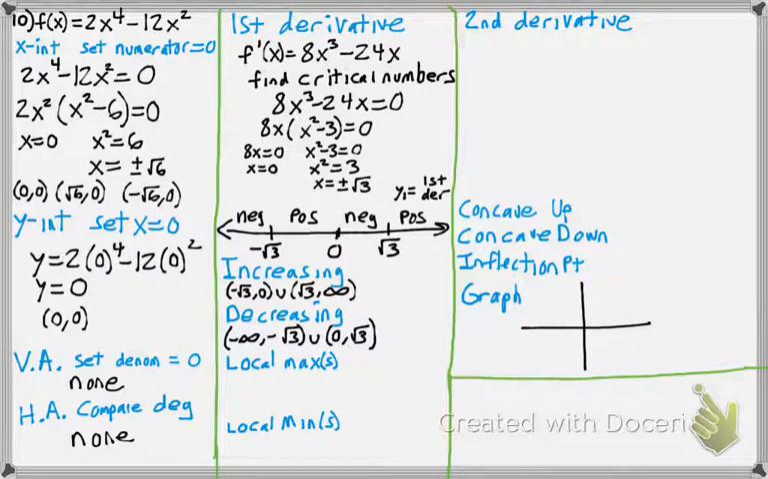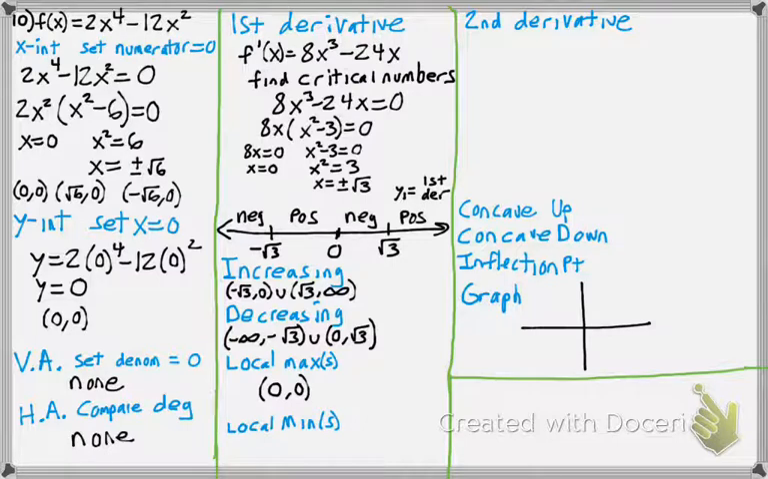The local max is actually going to be at 0. And we know this because that's where it changes from positive to negative. And if you plug 0 into the original function, you'll get 0 back out, which (0, 0) is kind of a popular answer here because that was our x-intercept as well as our y-intercept. So here it is again.